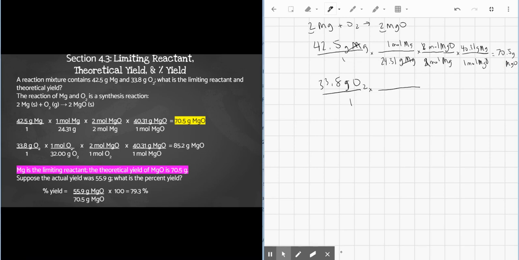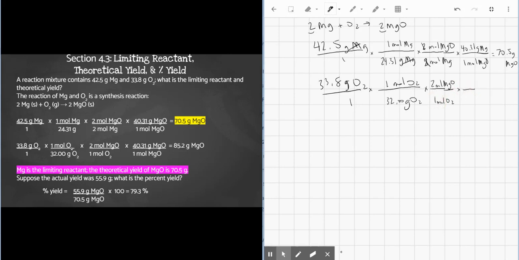Okay, so how much magnesium oxide can I make from my given amount of oxygen? So we're going to go from grams of oxygen to the grams of magnesium oxide. So first step, get rid of grams of O2 and change it to moles. So that is going to be 16 times 2, which is 32. Okay, and now we have the ratio. This time it's moles of oxygen to moles of magnesium oxide. And the ratio here is actually 2 to 1.